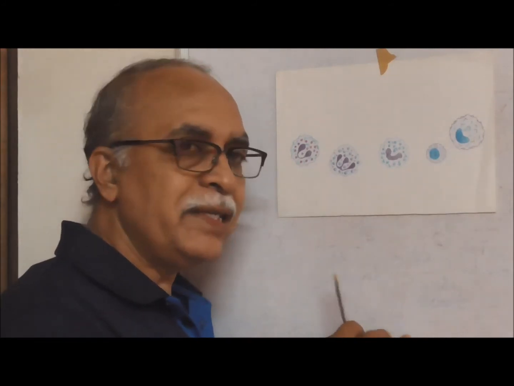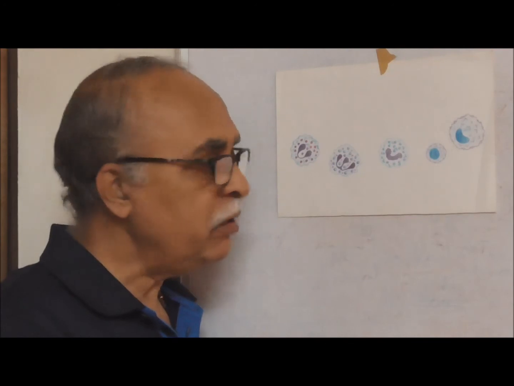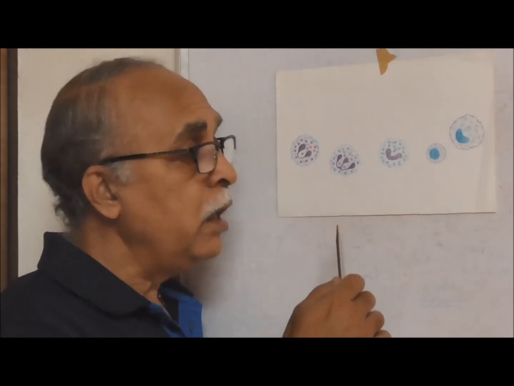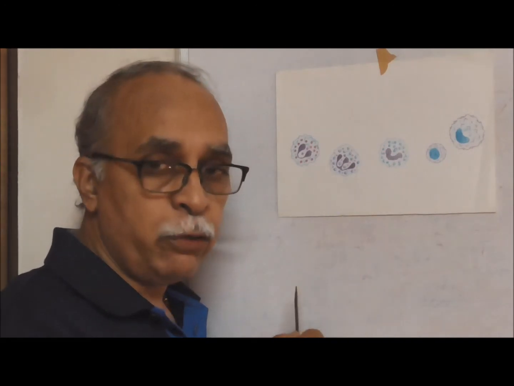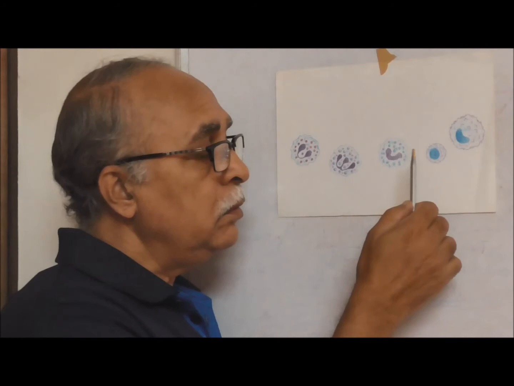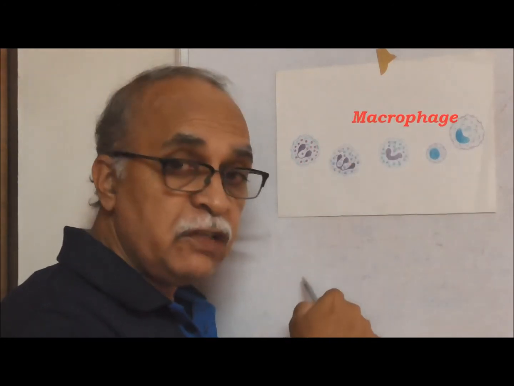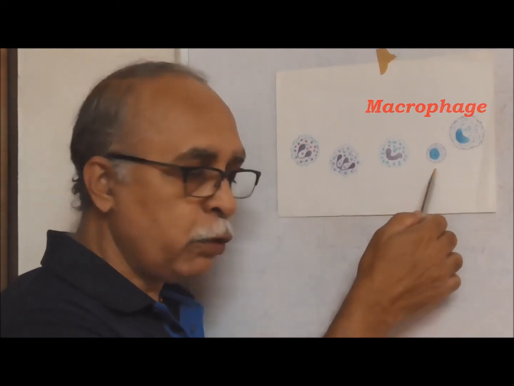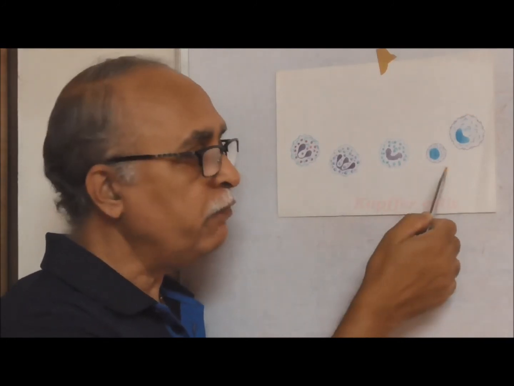Then monocytes. Monocytes are broadly phagocytic in function, and these are the largest of WBCs. The diameter is somewhere around 15 to 25 microns. And these can get transformed into other types of phagocytic cells like macrophages of the connective tissues or Kupffer cells in the liver.